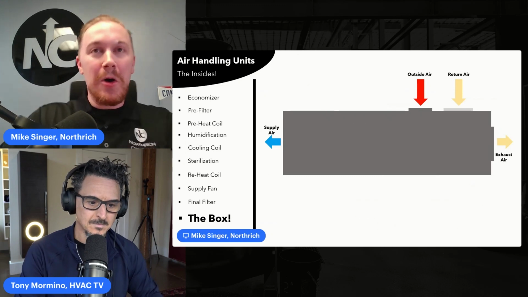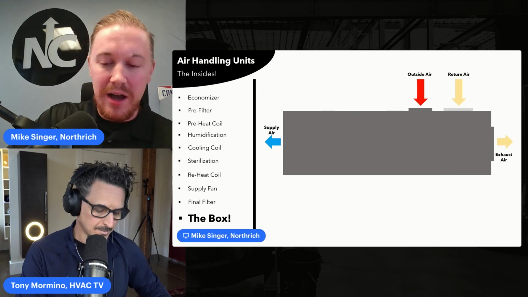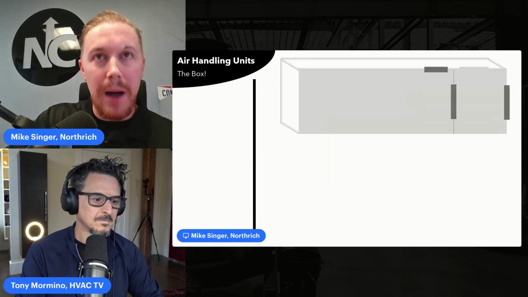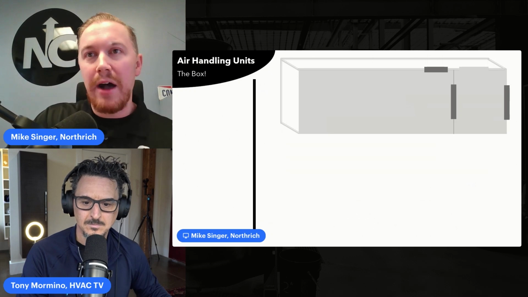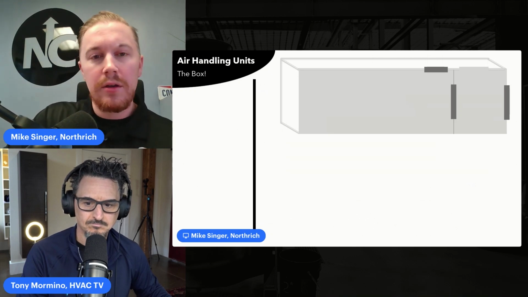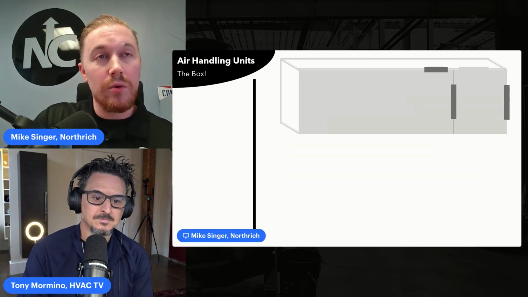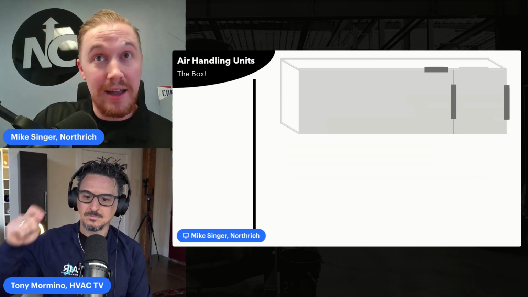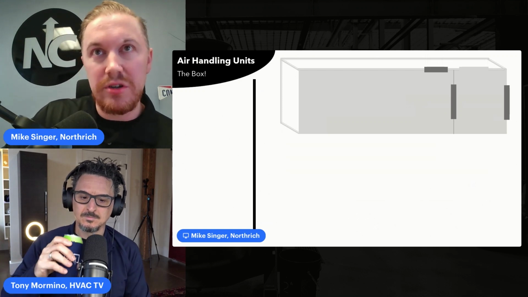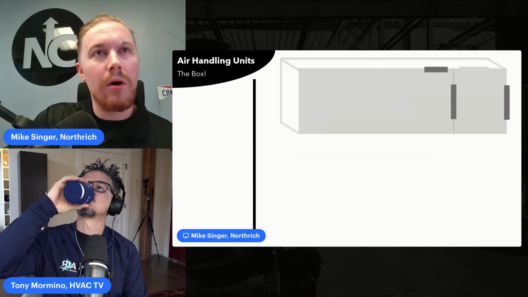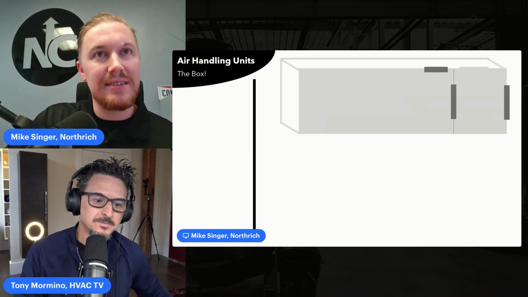So the box, what are we talking about when we're talking about the box size of the air handling unit? We'll hear that term a lot out in the field. What box size are we looking at here? Well, we're talking about the length and the width and the height of the air handling unit box, the cross-sectional aspect ratio of the box. How are we determining the size that box needs to be?